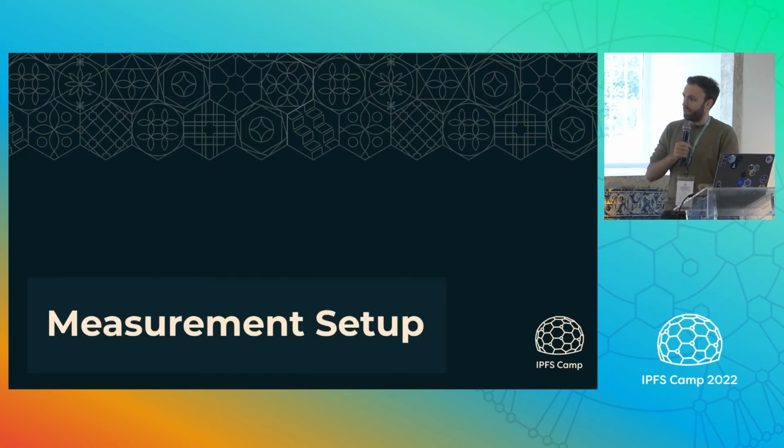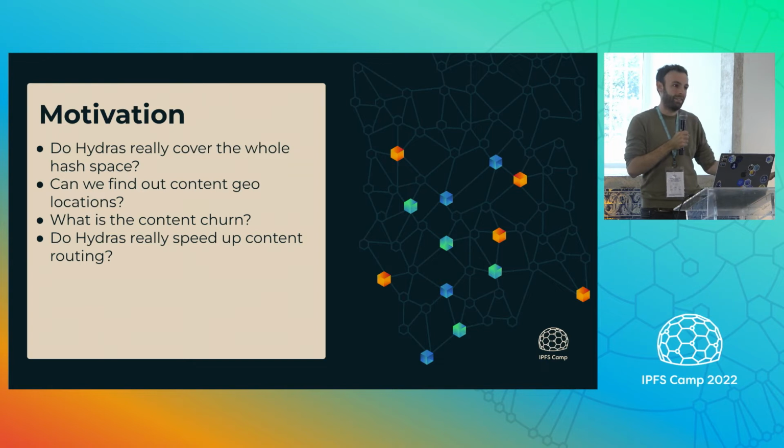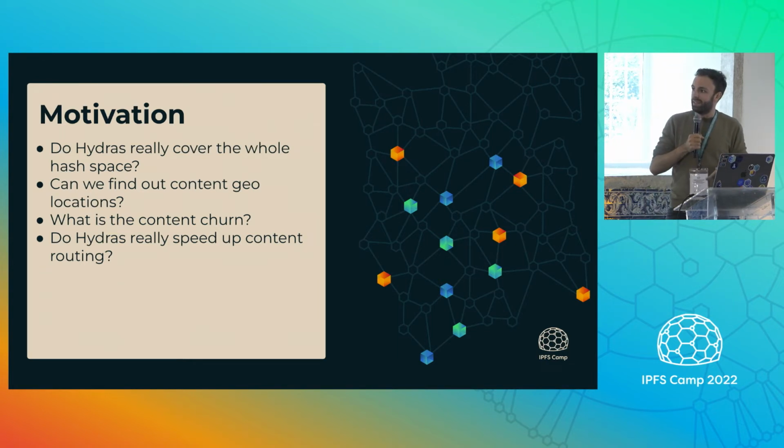All right, so these are just some metrics of Hydras in production at Protocol Labs. Our measurement setup. So what do we want to do with that data? The Hydras sit on a lot of data in this big DynamoDB database. And we want to know, do Hydras really cover the whole hash space? So I said they distribute themselves in the whole key space in a very specific order, uniformly, so that every request should end up at least at one Hydra head. But is this actually the case? We want to find out.